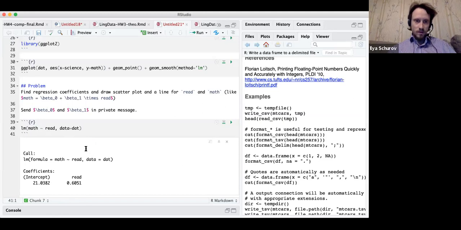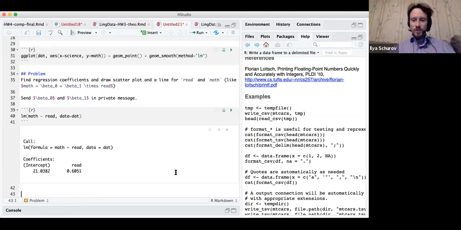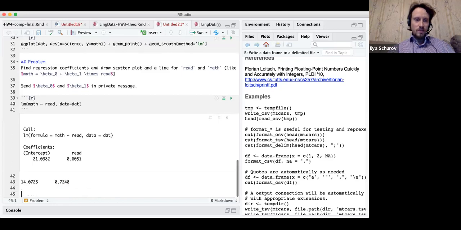Okay. It seems that the majority was wrong. So if you have answers like this one, that's probably not the correct result, because I see that this result is correct for this model. How did you get this result? Because most of the answers were like this one. Okay, I see.